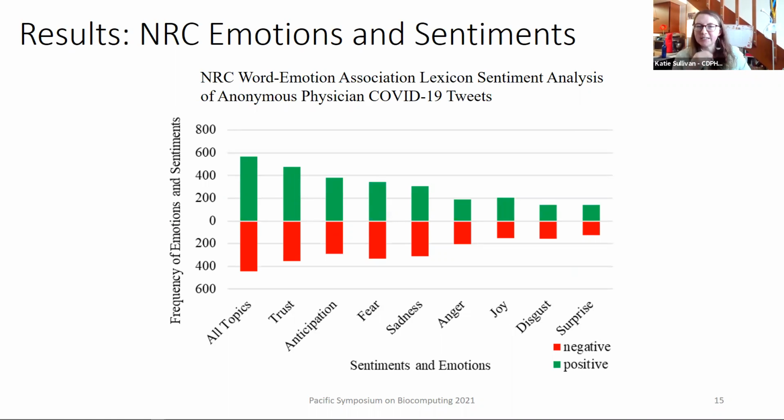So for the NRC sentiment analysis method, we can see that overall it found more positive words than negative. And trust was actually, believe it or not, the most frequent emotion identified in the physician tweets, with anticipation and fear coming in second and third. Upon manually reading the physician tweets, trust was not necessarily the emotion that best describes these tweets. So there does seem to be room for improvement here for these sentiment analysis tools with regard to this very unique type of healthcare, written social media data.